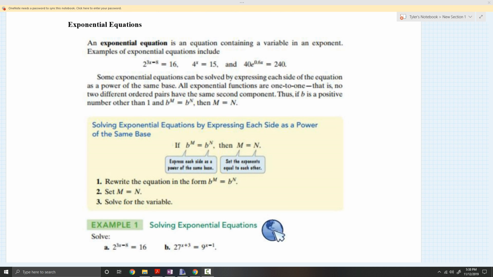The first type of equations we want to look at are exponential. I have here just a snippet from the textbook. An exponential equation is an equation containing a variable in an exponent. There are some examples there of exponential equations, and we want to be able to solve for those.